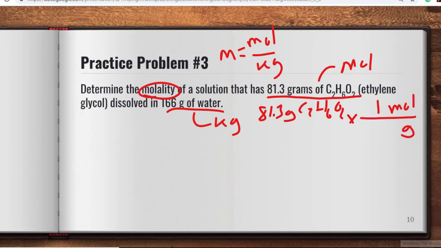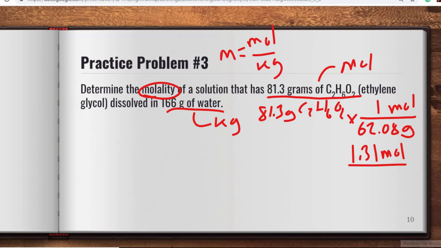So we're going to need to find the molar mass. Again, we find that on our periodic table. It gives us 62.08 grams for every mole. Do a calculation and solve. Using correct significant figures, we end up with 1.31 moles. Okay? That's our starting amount.